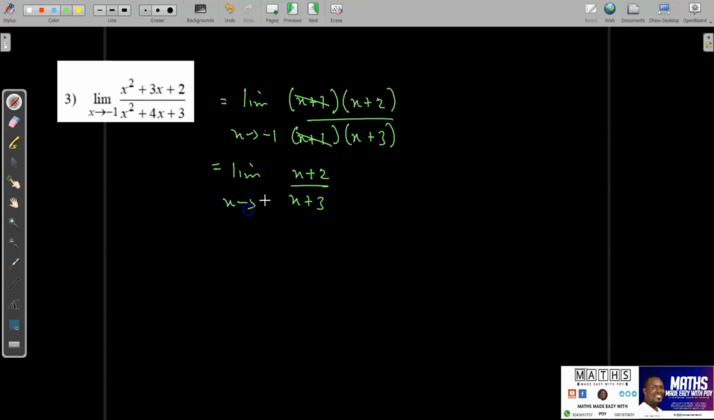As s approaches negative 1, we can go further to substitute directly, and that will give us negative 1 plus 2 all over negative 1 plus 3. Always remember that immediately you substitute, the limit symbol does not appear again, and that will give me 1 over 2 as my answer. Are you all with me?